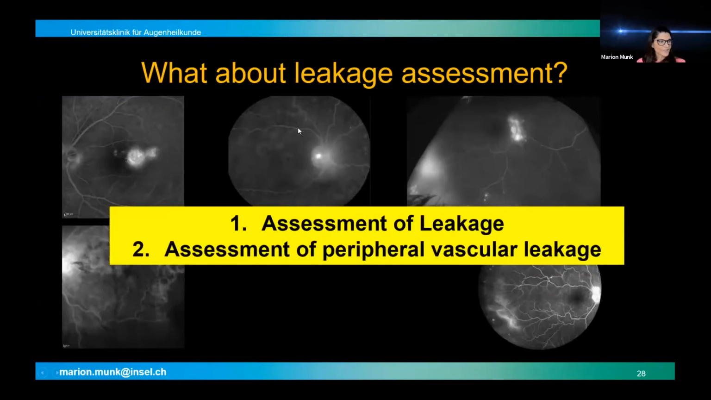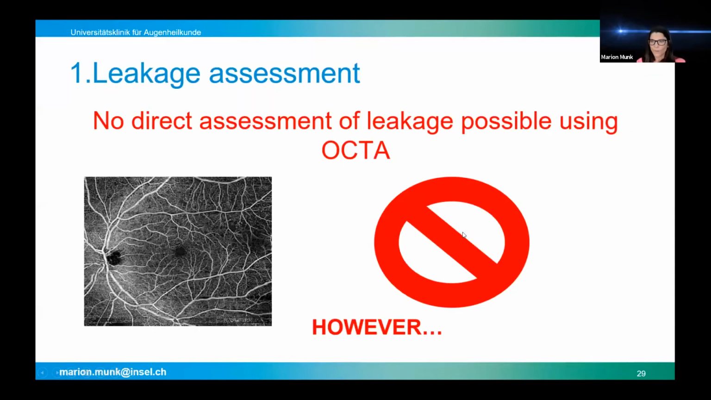So the second question is, what about leakage assessment? What about the assessment of vascular leakage in larger vessels? And what about the assessment of peripheral vascular leakage? So I think we all agree that there's no direct assessment of leakage possible in OCTA, and Alessandra has already touched on this topic.